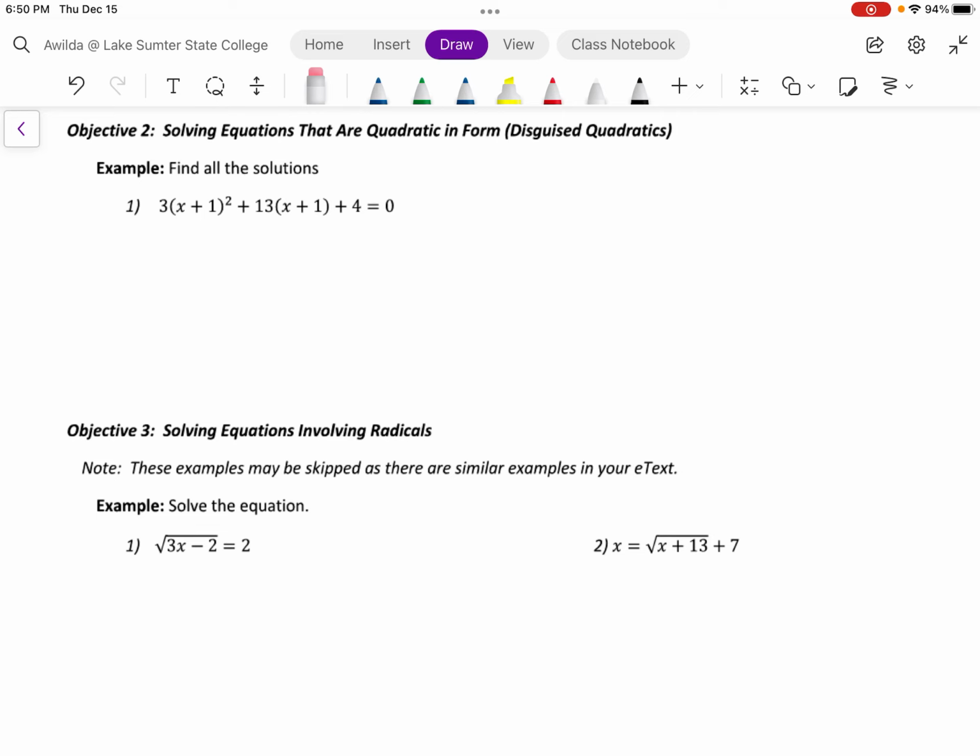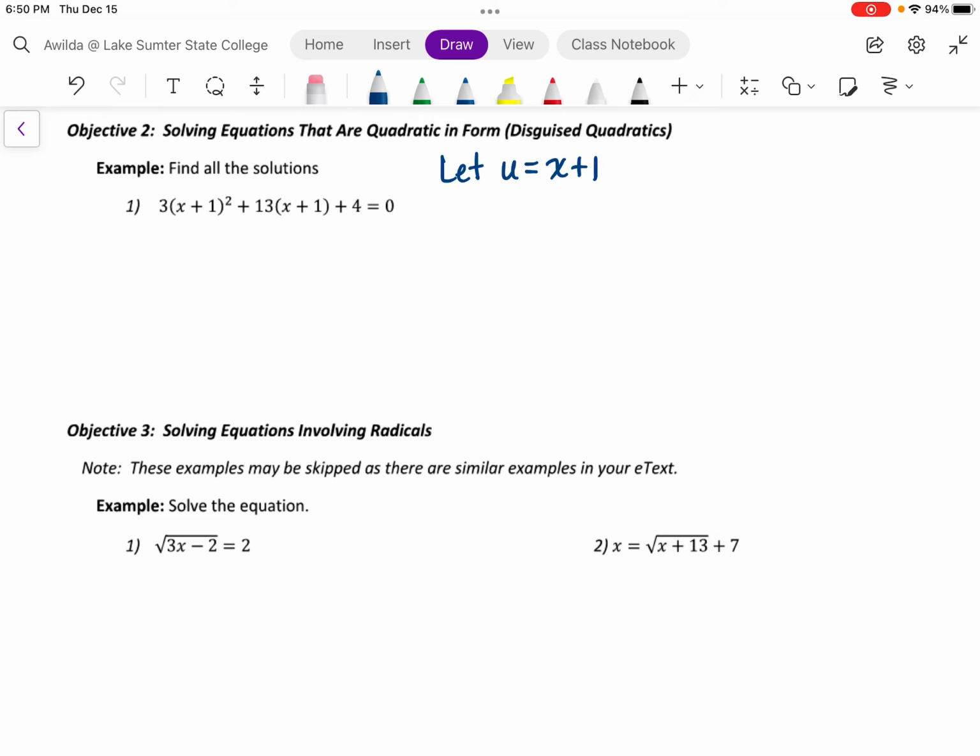We have 3 times the quantity x plus 1 that is being squared, plus 13 times the same quantity x plus 1, plus 4 is equal to 0. Because we see the binomial x plus 1 occurring several places, we're going to give it a name. We're going to let the letter u stand for that quantity x plus 1. We'll give it a bit of a nickname.